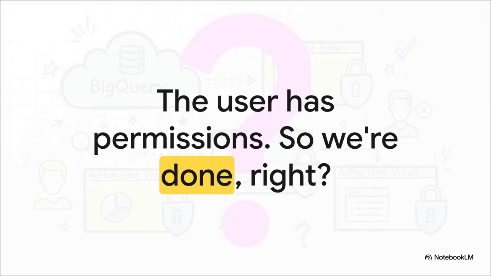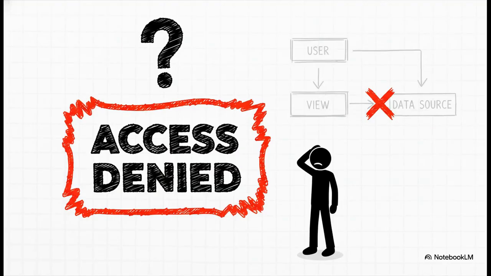Okay, looks good. The user has permission to run queries and they have permission to see our view. So that should be it, right? They should be able to query the view and get their data. Job done? Nope. Access denied. And this is that moment of pure frustration. You're thinking, I followed the steps. I granted the permissions. Why isn't this working?